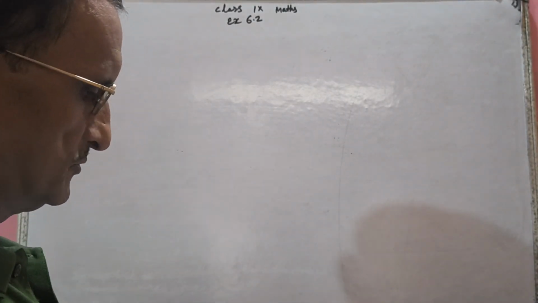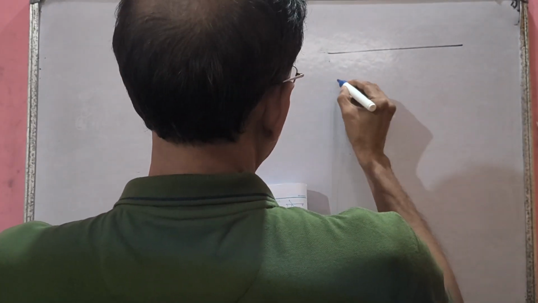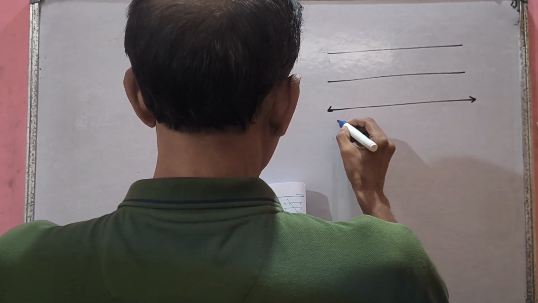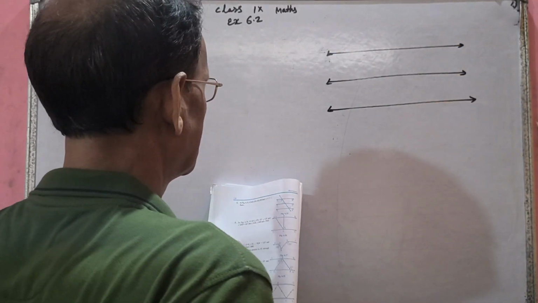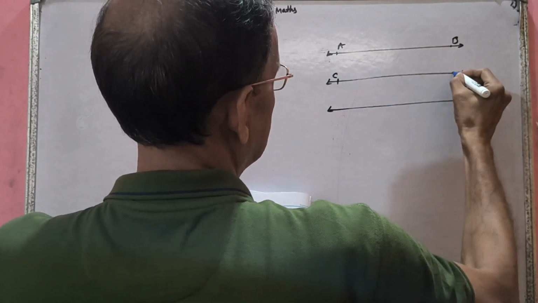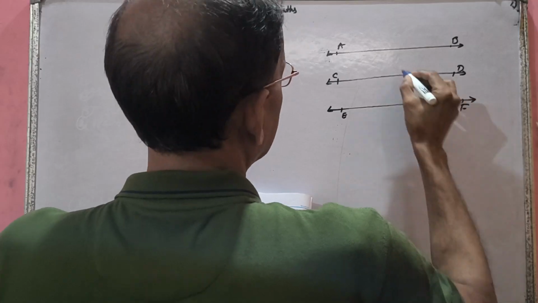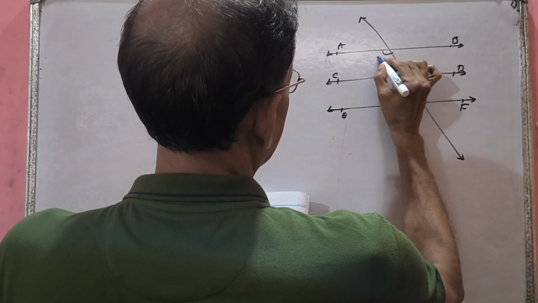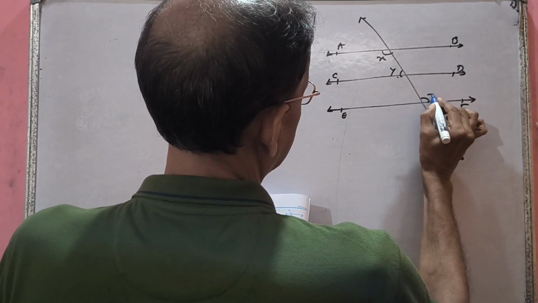Okay, now number 2. This time 3 lines are given. Just now we have discussed the concept about 3 lines. Even it can be extended up to more than 3 lines also. When you are drawing lines, you must give the arrow. This is AB, this is CD, this is EF. A transversal is also given, and this angle they are saying X, this angle Y, this angle Z.